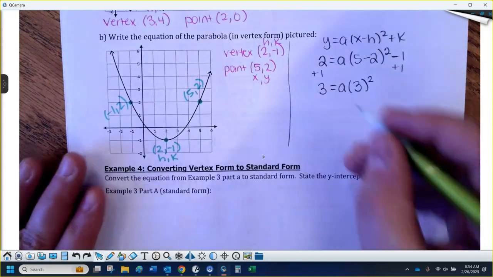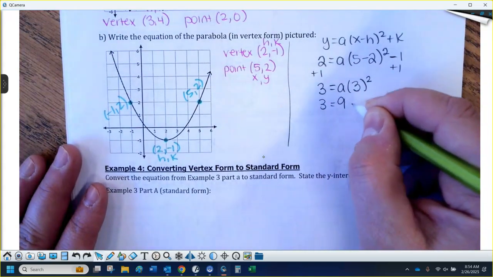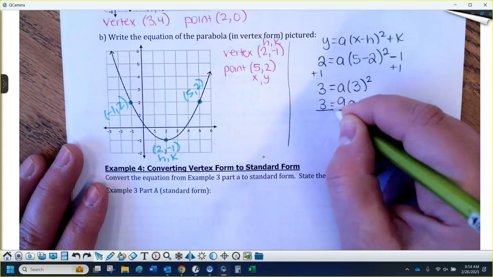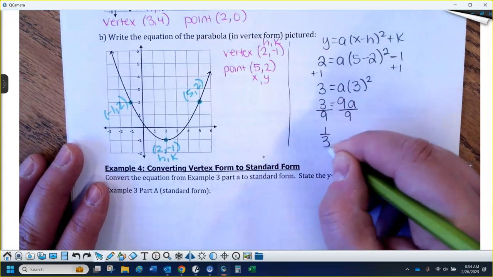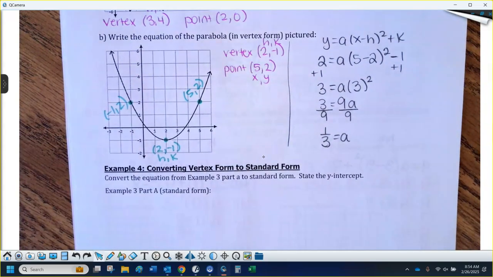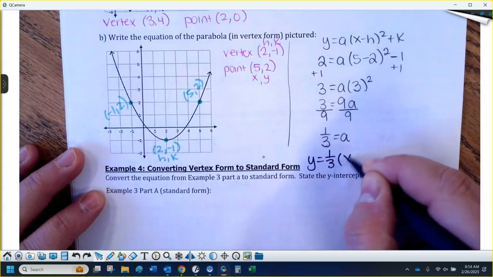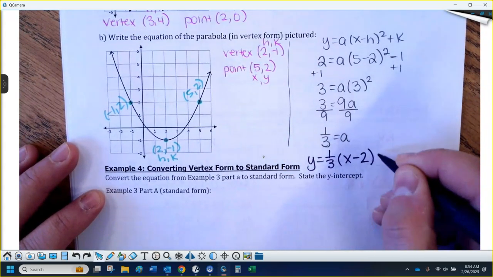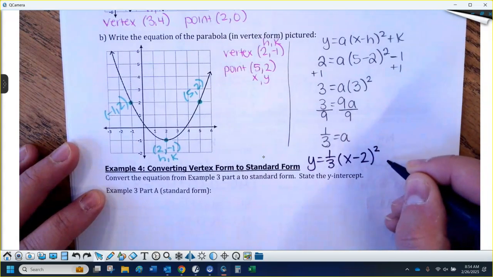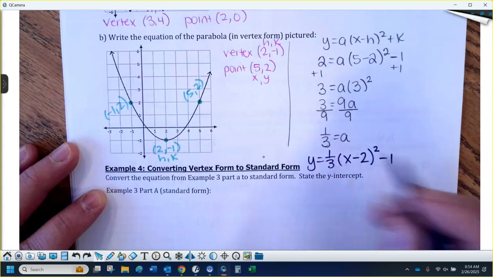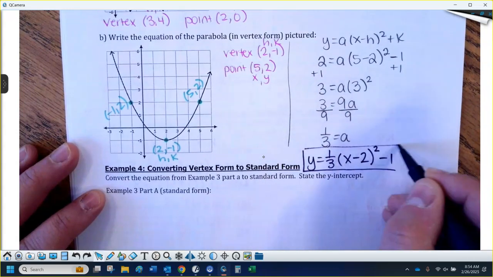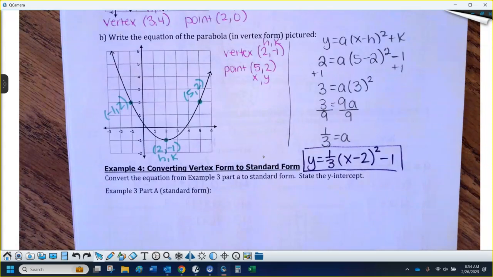Now, I'm going to go ahead, let's square the 3. So this would be 9 times your A. You're going to divide by 9. And the A value is then 1/3. All right, now all I got to do to write the equation, I need the A, we got that, and we need h and k. So y equals A, which is 1/3, x, and then minus the x-coordinate of the vertex, so it's -2 squared, and then plus k. In this case, k is -1, so it would be -1. That one's kind of tricky to determine from the graph.